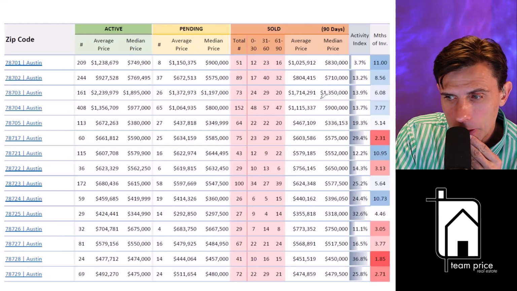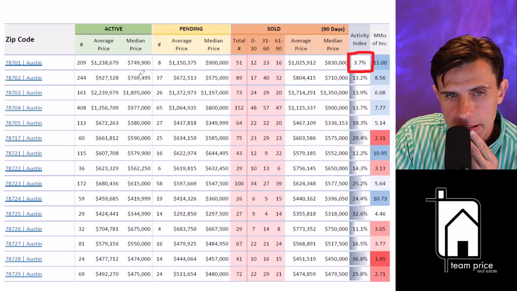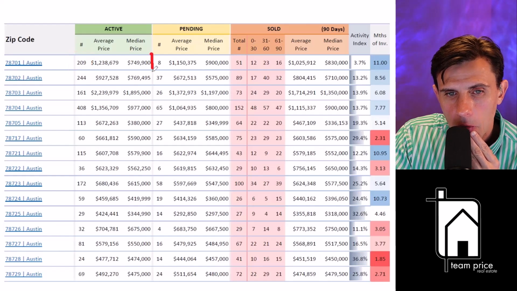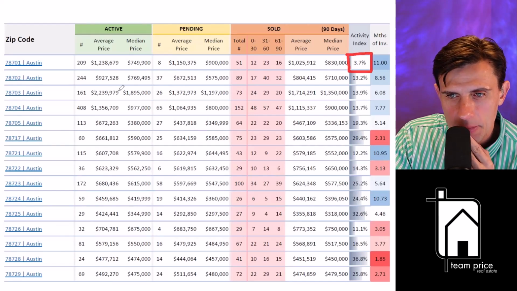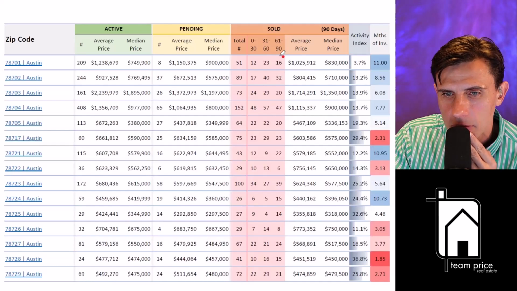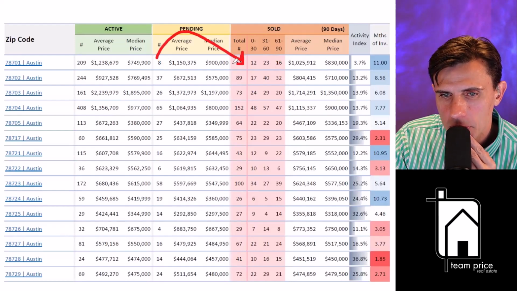78701. Boy, oh boy. 3.7% activity index, you all. 209 active properties currently on the market. Only 8 pending. Gosh, 3.7 activity index. Take a look at the sold: 16 sold 61 to 90, 23 at 31 to 60, 12 at 0 to 30, and we've got 8 pending, which means in 30 days, this is gone. These become sold, not all 8, but a portion of the 8.